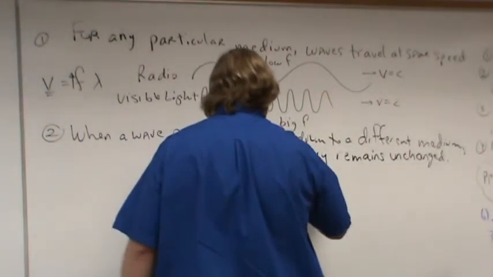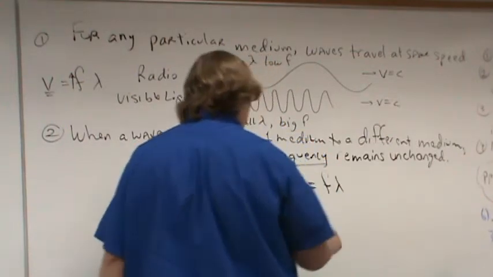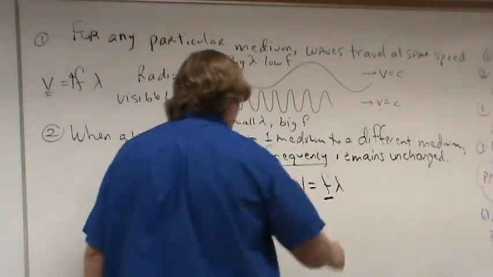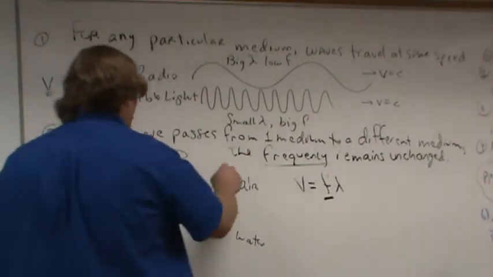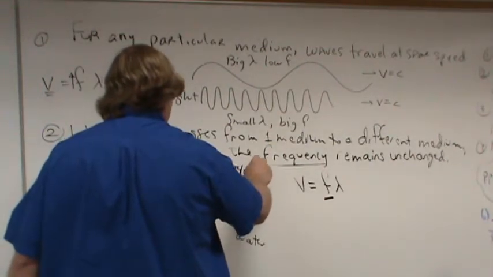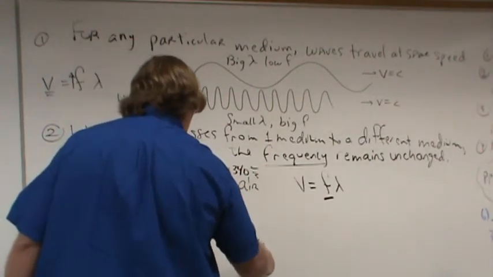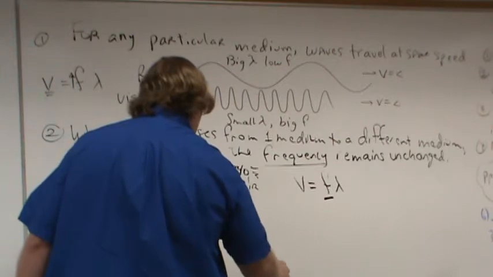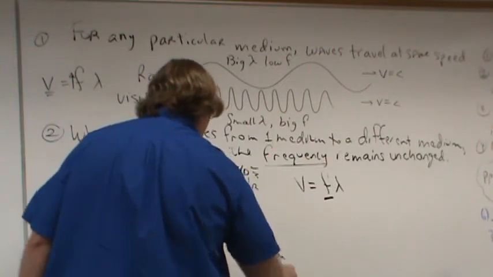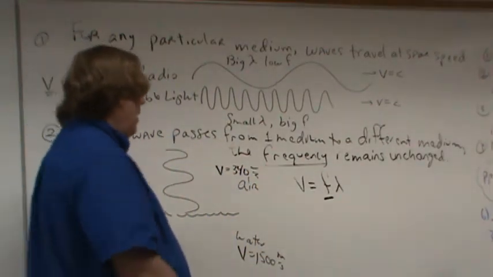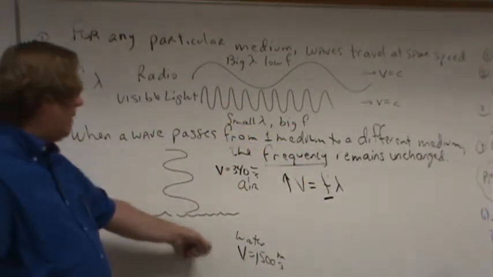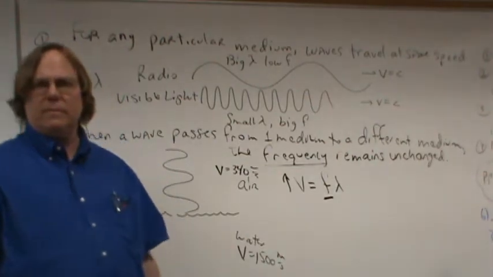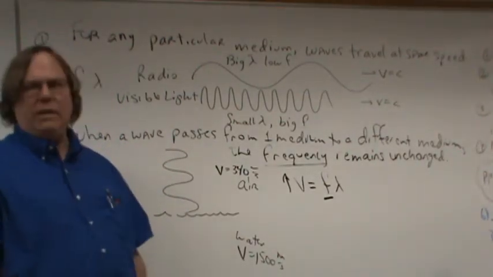So how about this? V equals F lambda. Now I've given you a situation where the frequency is remaining unchanged. So I'm going from air, whose velocity is 340 meters per second, to water, where the velocity of a sound wave is going to be 1,500 meters per second. I'm going to greatly raise the velocity of the wave. What's going to happen to the wavelength? Is it going to increase or decrease?